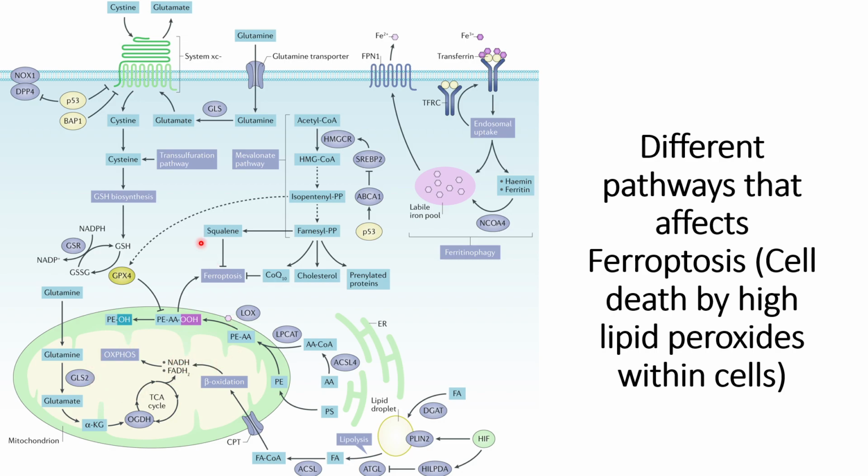And the glutamate receptors that we have discussed in our previous videos also help in cystine formation through system XC. That is, glutamate will go out and cystine will come in. And if system XC is not working, then glutamine might also help in the TCA cycle. So these are some of the different pathways that affect ferroptosis within the cells, and we have discussed in our previous videos about the dual role of ferroptosis also.